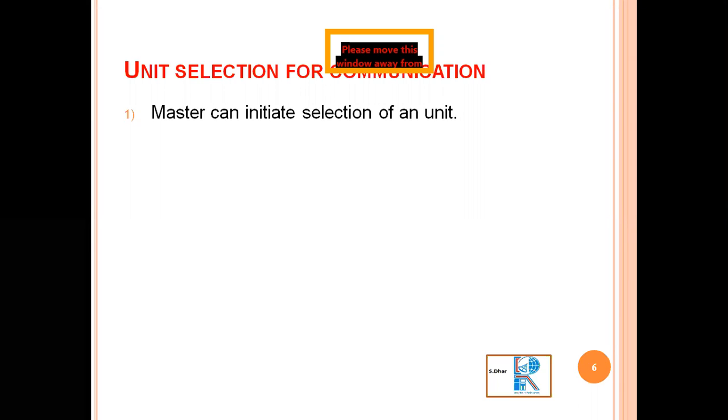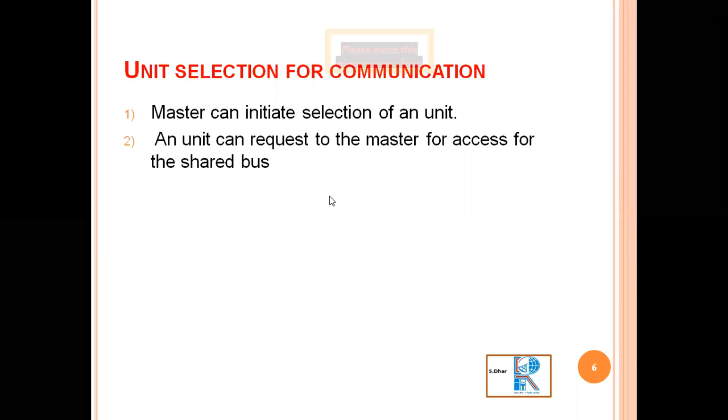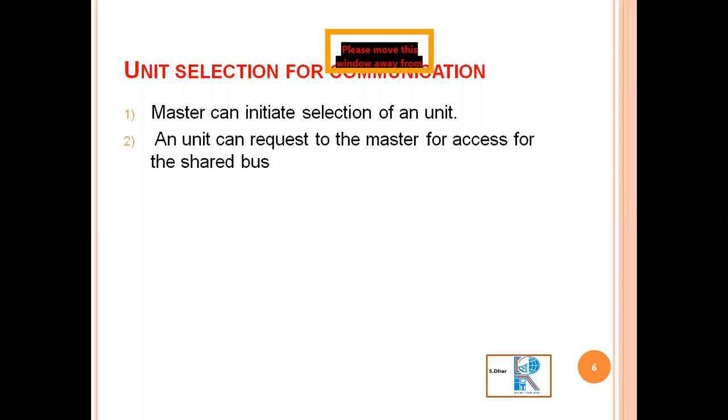When DMA is transferring the data, DMA is the master. So CPU can initiate selection of a unit. Now, a unit can request to the master for access of the shared bus. You already know that when there is a requirement of transferring the data, a DMA request comes and DMA tells the CPU that please leave the bus for me so that I can transfer. So in this case, the particular IO device is the slave. Clear? So this is the technique for selecting the particular device.